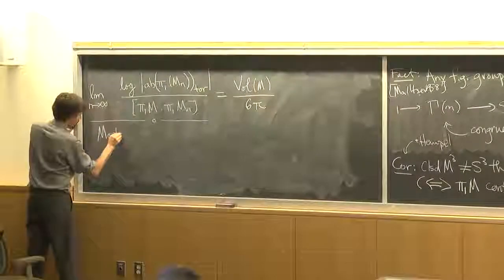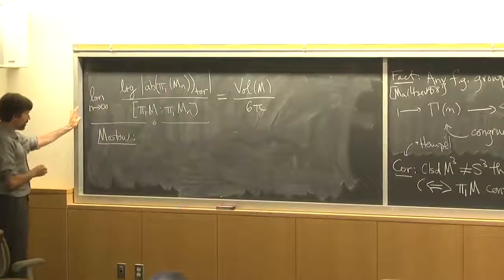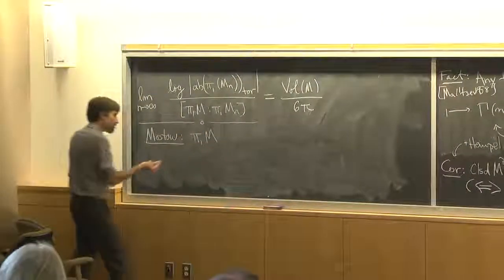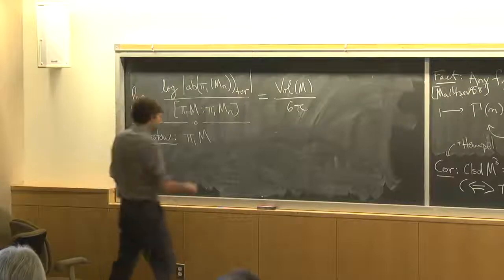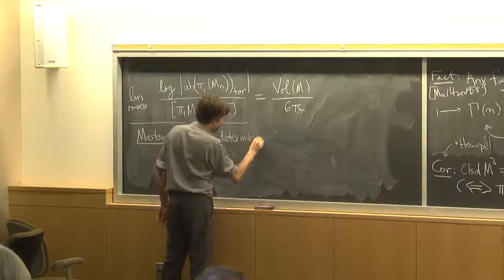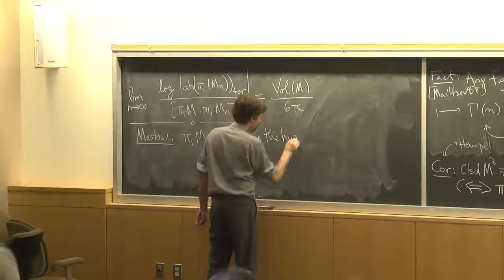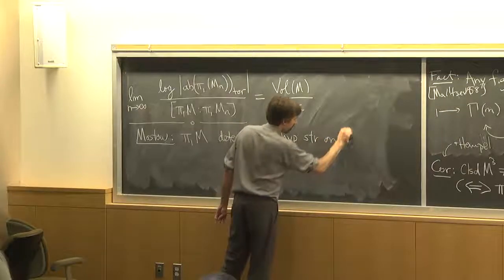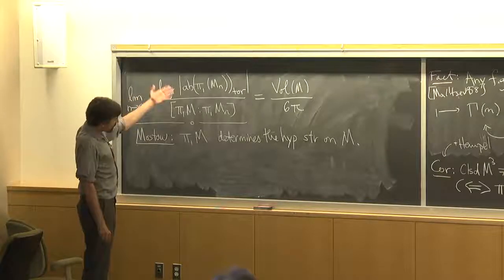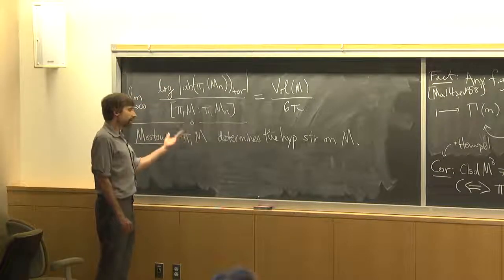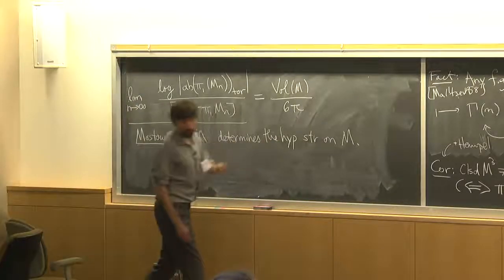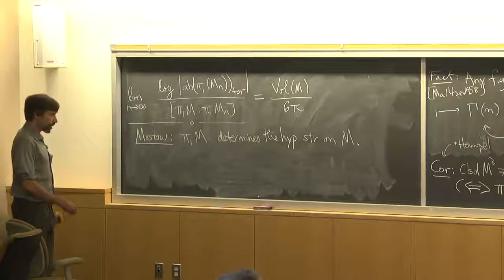Mostow rigidity says that for a hyperbolic manifold of dimension at least 3, the fundamental group of M completely determines the hyperbolic metric on M. Right? So the fact that you can read off the volume from the fundamental group just follows from Mostow formally. The fact that you can read it off in this form is something that is quite surprising.